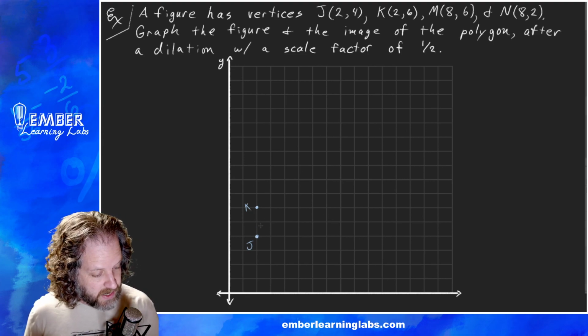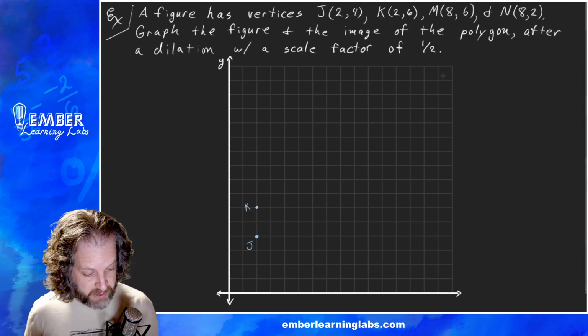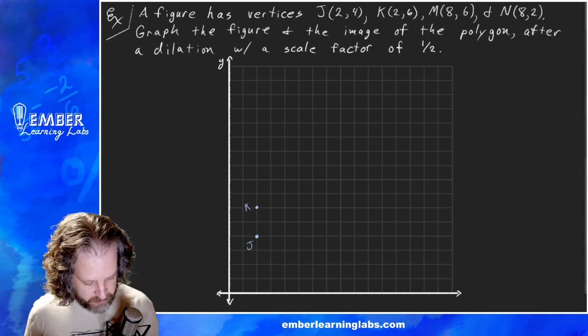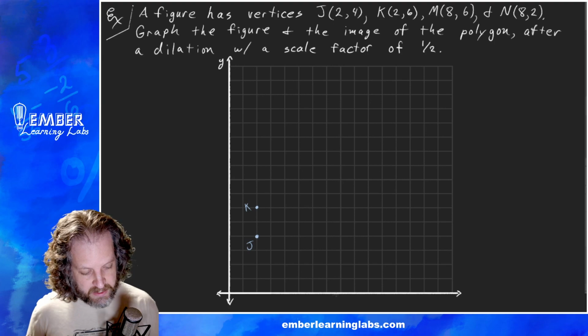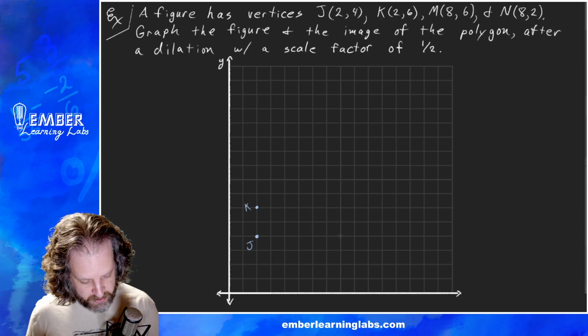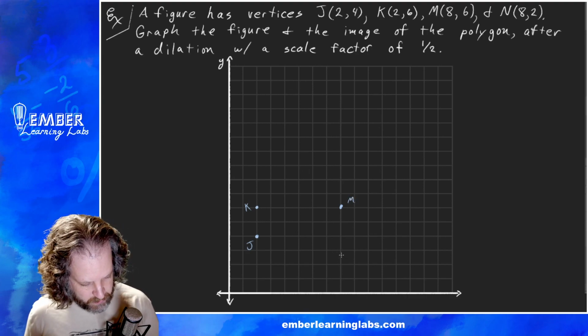All right, and then we've got over 8 and then up 6 for M. So over 1, 2, 3, 4, 5, 6, 7, 8. And then up 6: 1, 2, 3, 4, 5, 6. Should be in line with that, right? Because their Y parts are the same. And this one is M. And then N is 8 and then up 2. Up 1, 2. So it's this right here, and that's N.